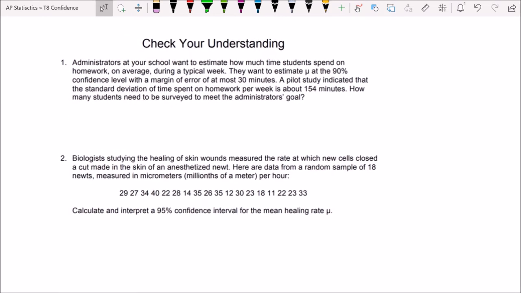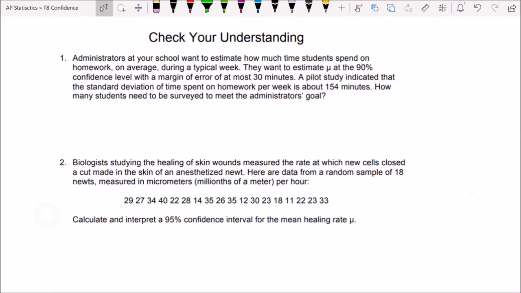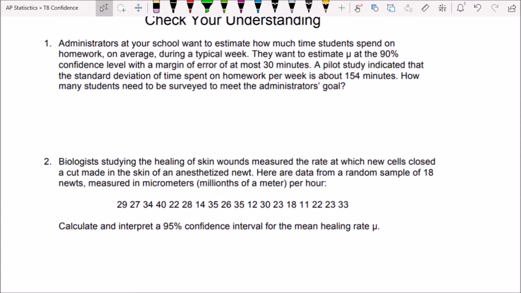Let's try this question. Administrators at your school want to estimate how much time students spend on homework on average during a typical week. They want to estimate the mean, mu, at the 90% confidence level with a margin of error of at most 30 minutes. A pilot study indicated that the standard deviation of time spent on homework per week is about 154 minutes. How many students need to be surveyed to meet the administrator's goals?